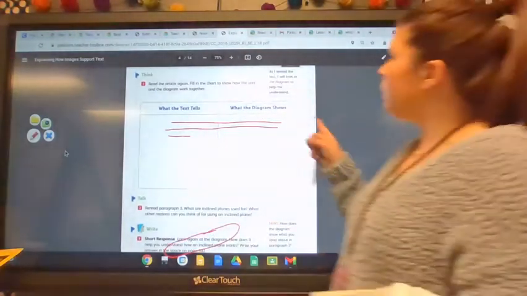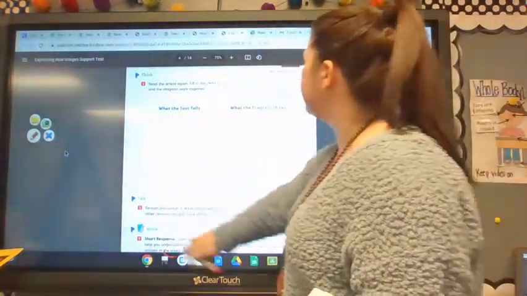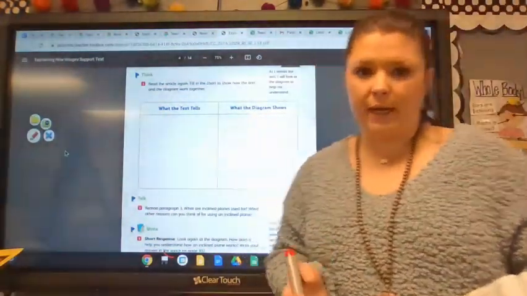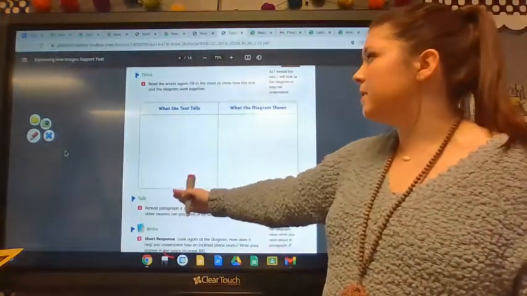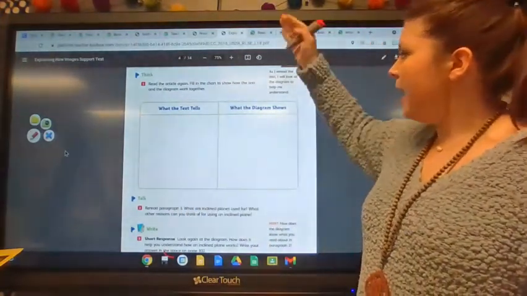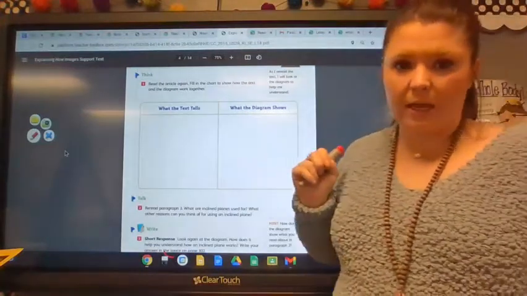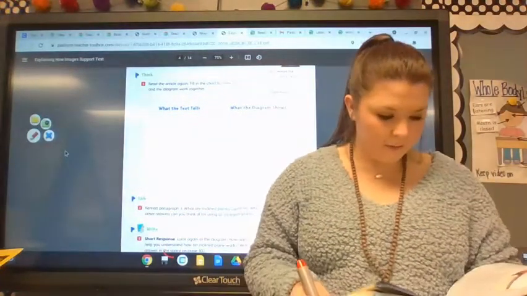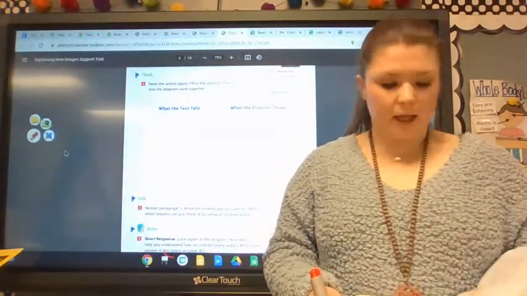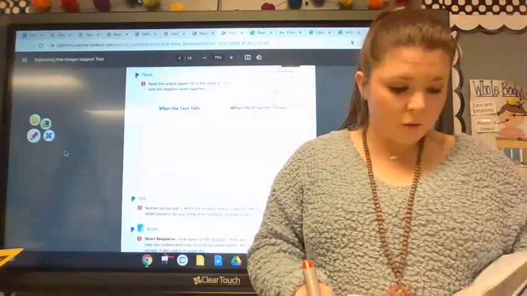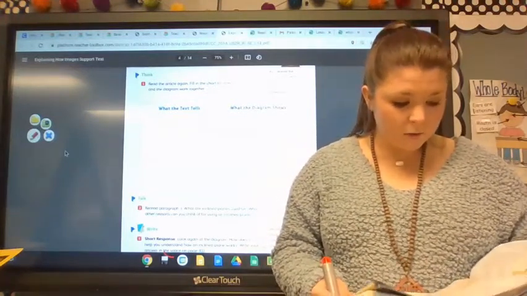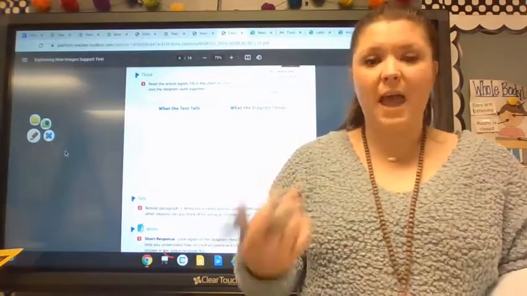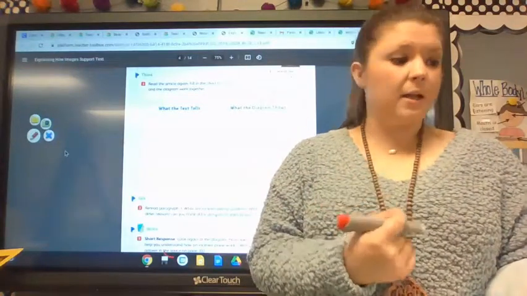Okay? So our buddy reader says, as I reread the text, I will look at the diagram to help me understand. So we're going to organize what the text tells us about an inclined plane here and what the diagram shows us about the inclined plane here. Let's go back and reread. The text tells us about the inclined plane, and the diagram shows what an inclined plane is used for. I'm going to go back and read about how the text tells me about the inclined plane.